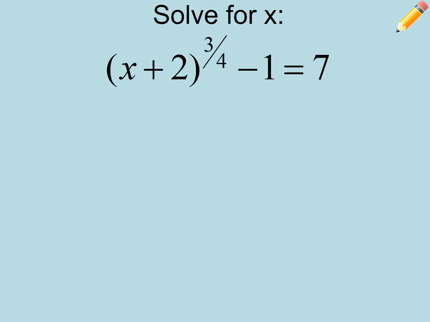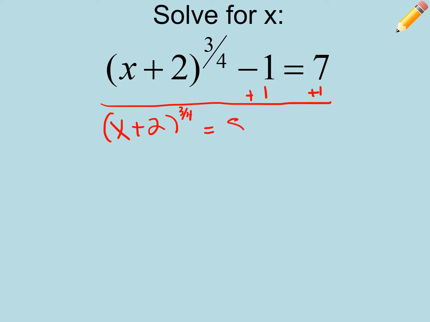Okay, example number 2. So we have (x + 2)^(3/4) − 1 = 7. Well, my first step is to get that parentheses all alone on one side, so I need to add 1 to both sides. So I have (x + 2) all getting raised to the 3/4 is equal to 7 plus 1, which is 8.